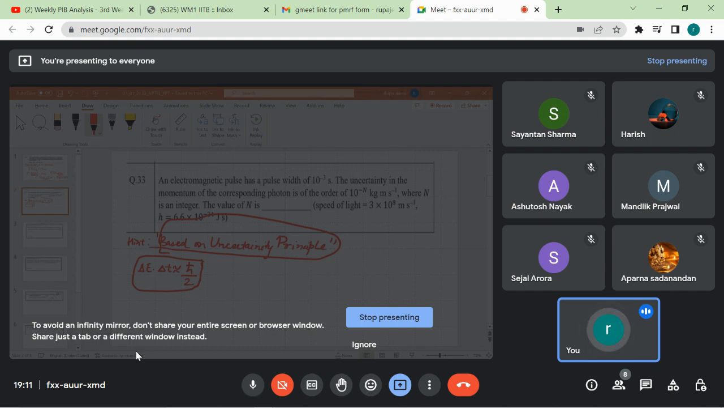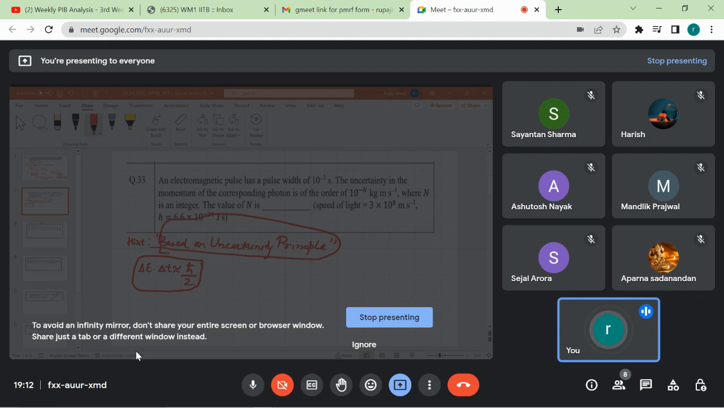You can see an electromagnetic pulse has a pulse width of 10 raised to the power minus 3 second. So you know that delta t is given to you. The uncertainty in the momentum of the corresponding photon is given, and the electromagnetic pulse width is given, and you need to find out the value of n. So you know from the question that you have to use delta E into delta T is h cross by 2, the formula of the Heisenberg uncertainty principle.